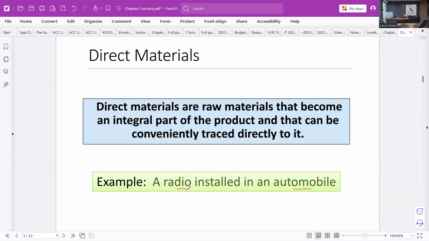Now, there probably are some indirect materials, some materials that you use in your production of the automobile that you can't trace or you choose not to trace. So maybe there are some screws or nails or glue or other miscellaneous materials that you use in manufacturing an automobile. But certainly you wouldn't want to waste time and effort and resources to trace the amount of glue or the number of nails or screws that you use. Those are not integral to the product. They're not key, and it wouldn't be convenient to trace them. So those would be indirect materials or manufacturing overhead.